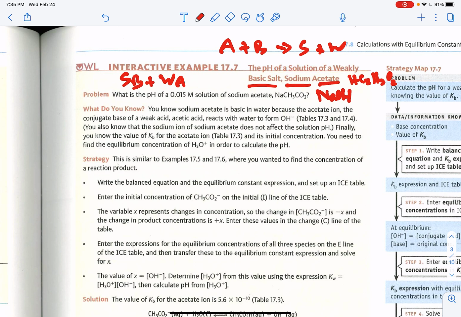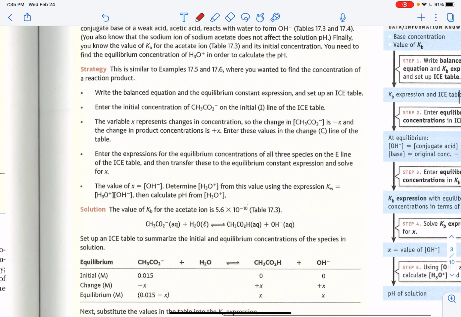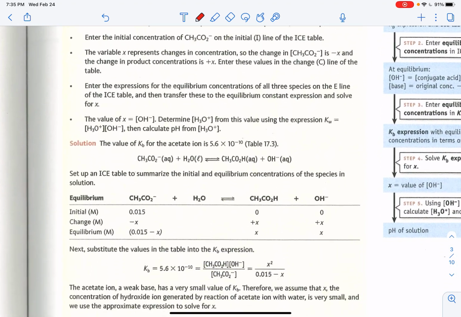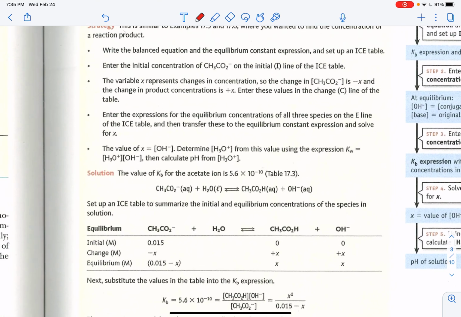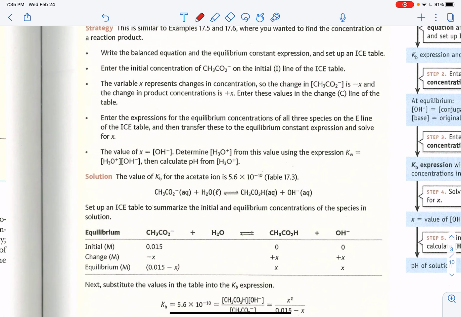And that's a good thing to keep in mind. The pH should be greater than 7. So when you solve this problem, if your pH is not greater than 7, your answer doesn't make sense and you probably made a mistake. So, what's our strategy? The Shaw strategy is, first of all, write the equation.